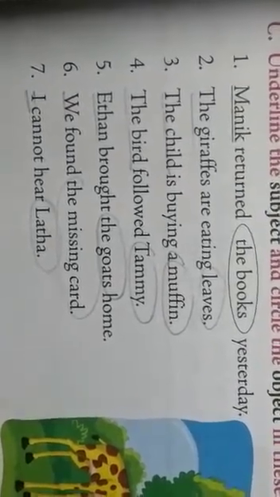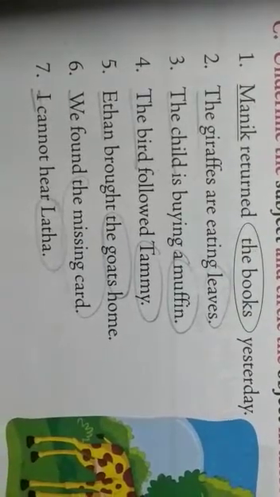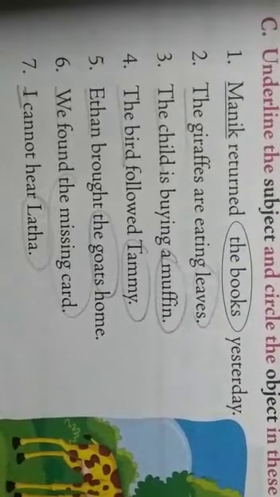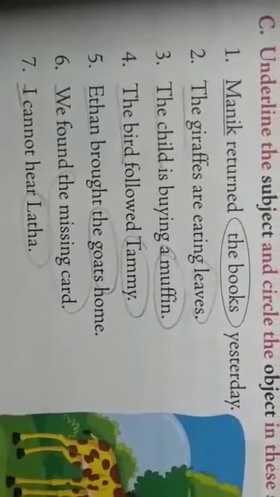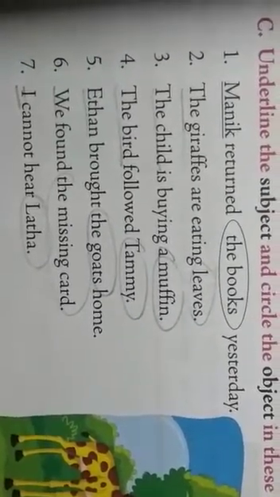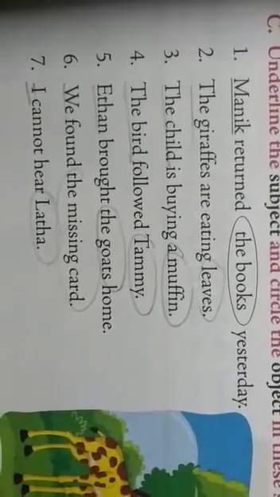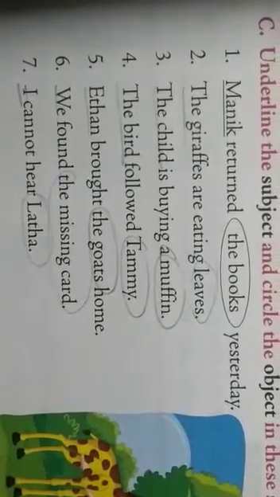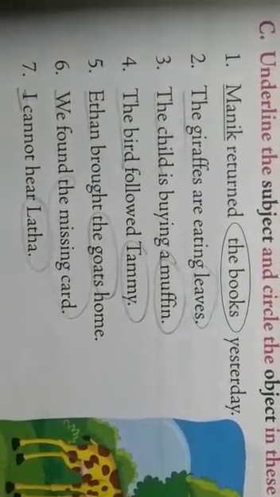Tammy. Who followed? The bird. The bird is the subject. Followed whom? Tammy. Tammy is the object. Circle Tammy. Fifth one. Ethan brought the goats home.